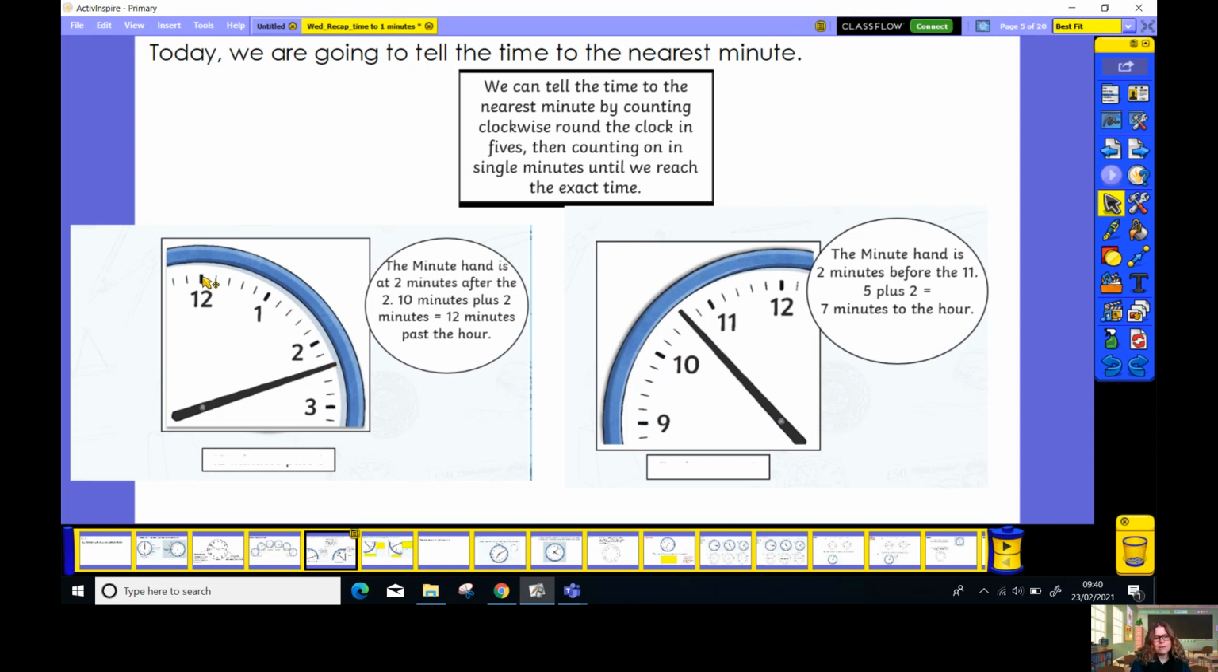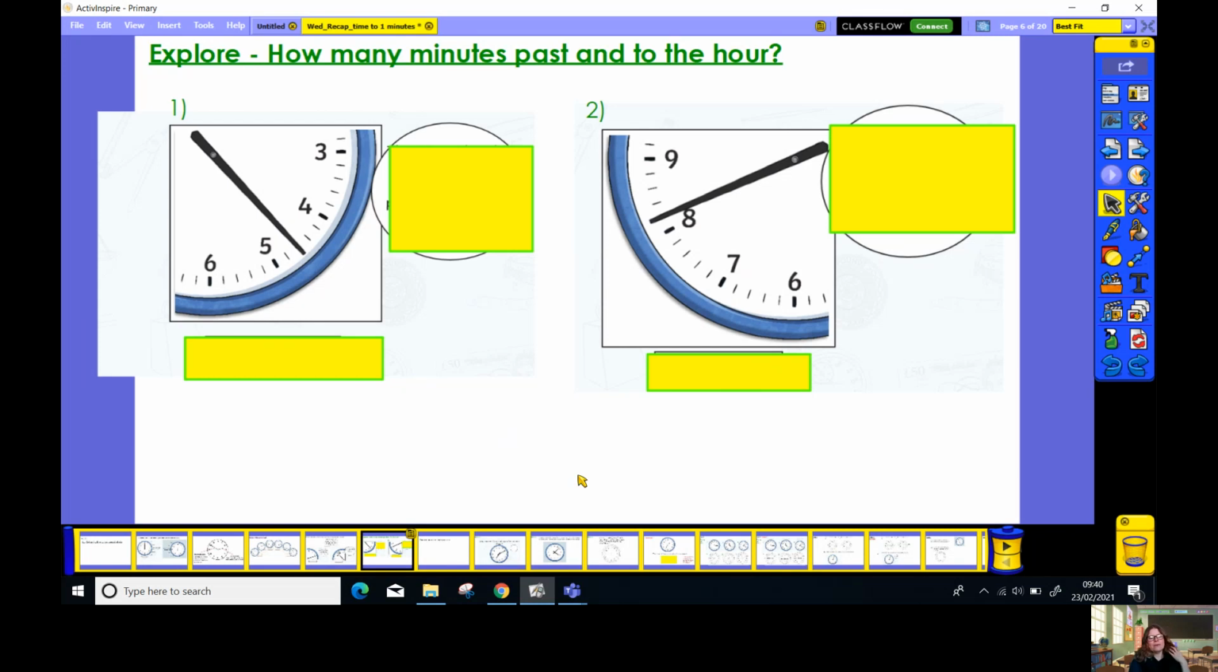It is counting 5, 10, 11, 12 minutes past the hour. Here we can count from the 12 in an anti-clockwise direction to work out what time it is. It is 5, 6, 7 minutes to the hour. Pause the video now and have a go at these two times. How many minutes past and how many minutes to the hour are shown here?